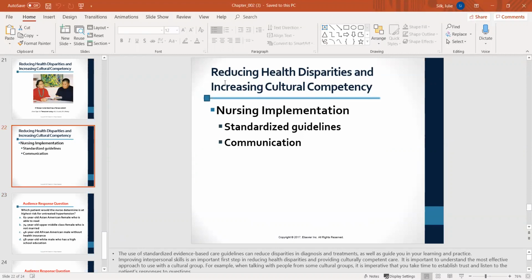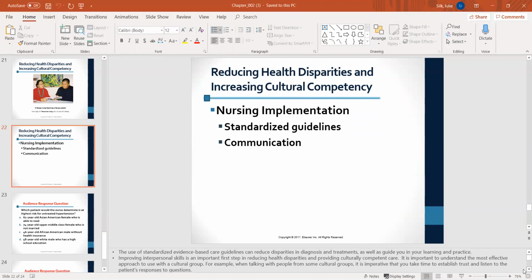Okay, so this is talking about standardized guidelines and communication practices. So the use of standardized evidence-based care guidelines can reduce disparities in diagnosis and treatments, as well as guide you in your learning and practice. So improving interpersonal skills is an important first step in reducing health disparities and providing culturally competent care. It's important to understand the most effective approach to use with a cultural group. For example, when talking with people from some cultures, it's imperative that you take time to establish trust and to listen to the patient's responses to questions.